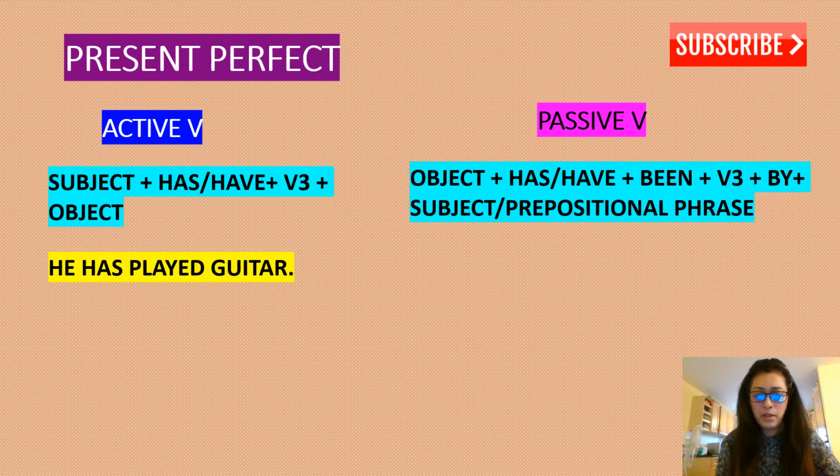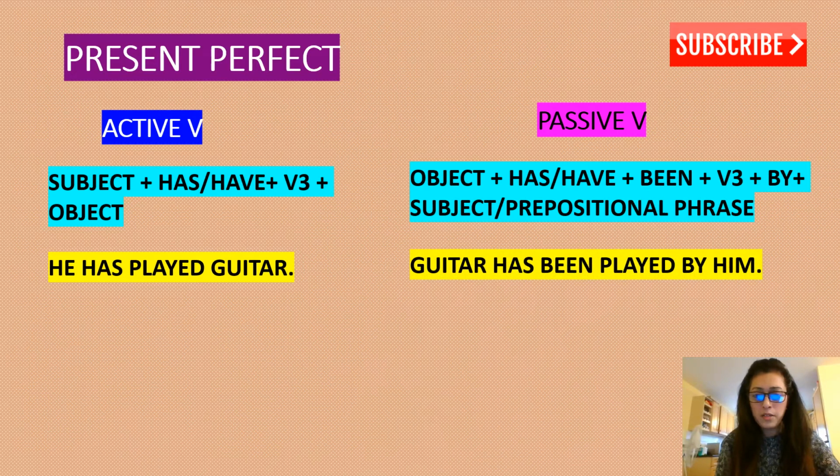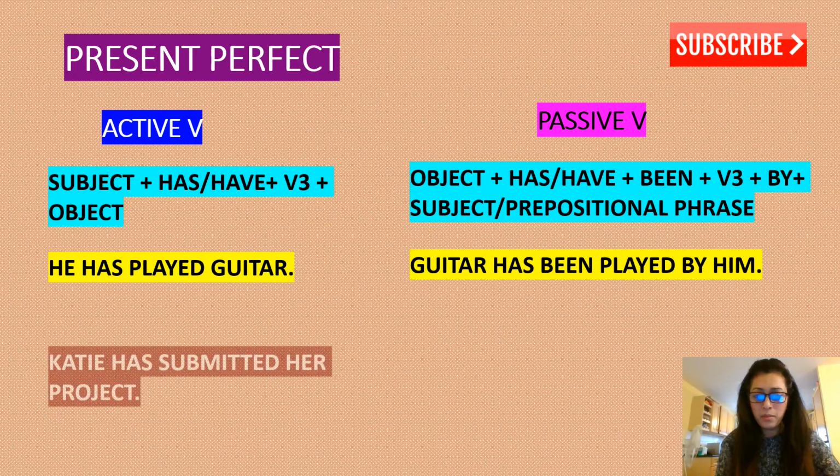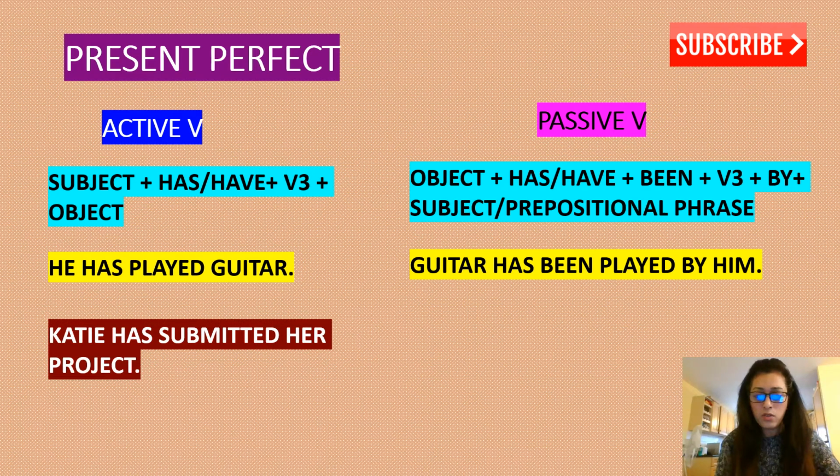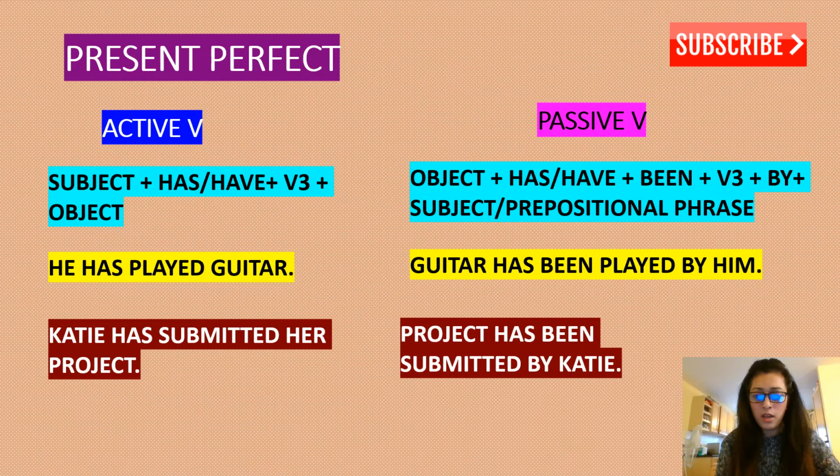So the first example is, he has played guitar. Guitar has been played by him. Katie has submitted her project. Project has been submitted by Katie.